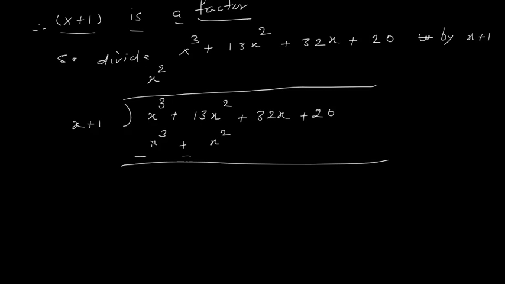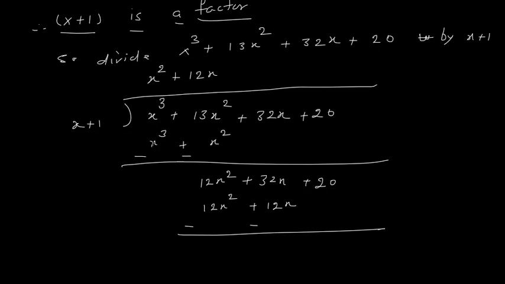13x square minus x square is 12x square. Then I will bring this 32x and plus 20 down. Then here it is 12x square and here it is x. So 12x square divided by x gives me 12x. So now I multiply by 12x. So 12x into x is 12x square. Then 12x into 1 is plus 12x. Again I will subtract, minus minus.